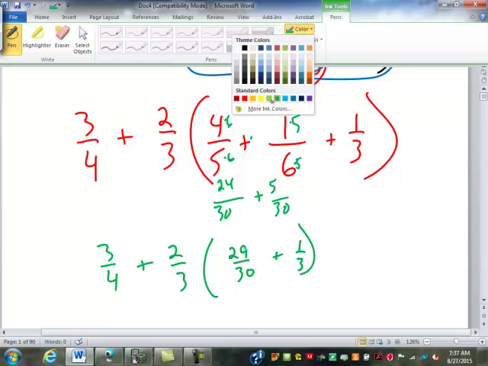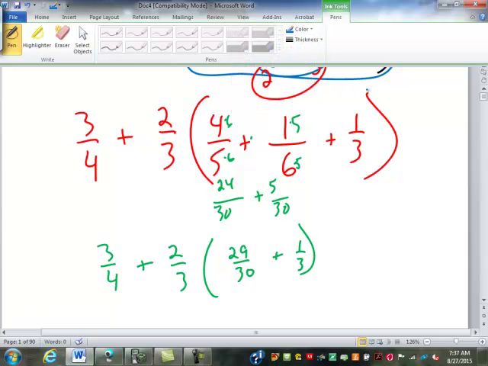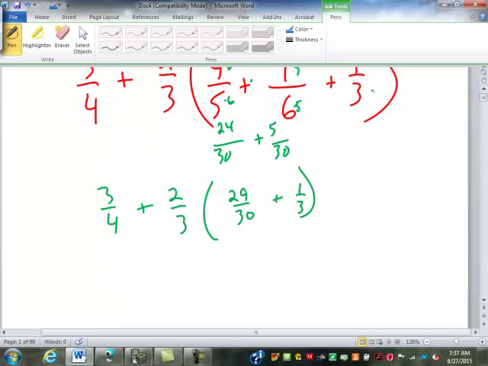Now what? The 1/3. Very good. Common denominator is going to be 30, so that's 10/30. I cheated, I know. It's okay. Now what? 39/30. That can reduce, can't it?